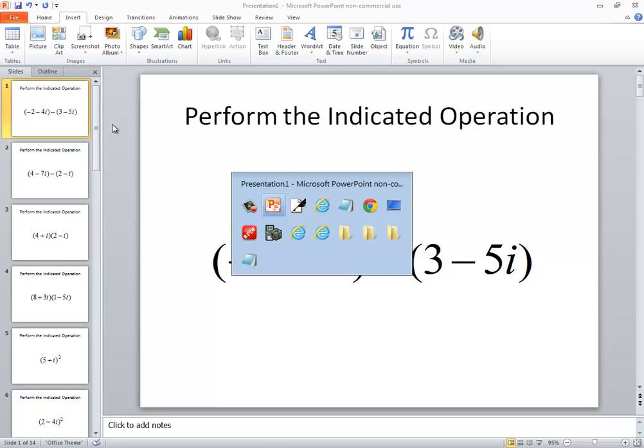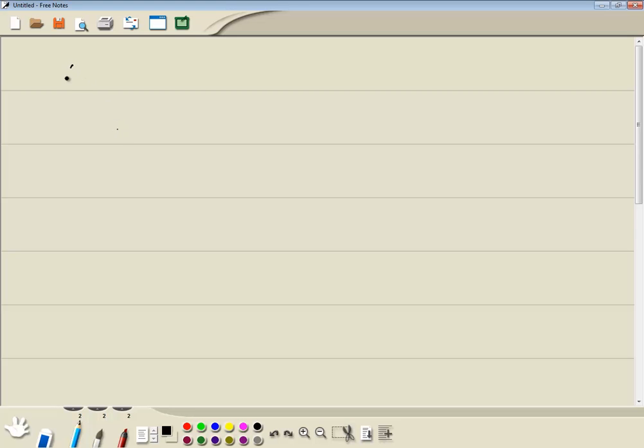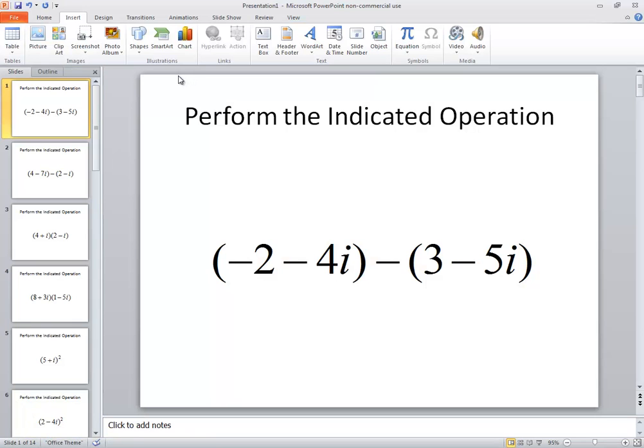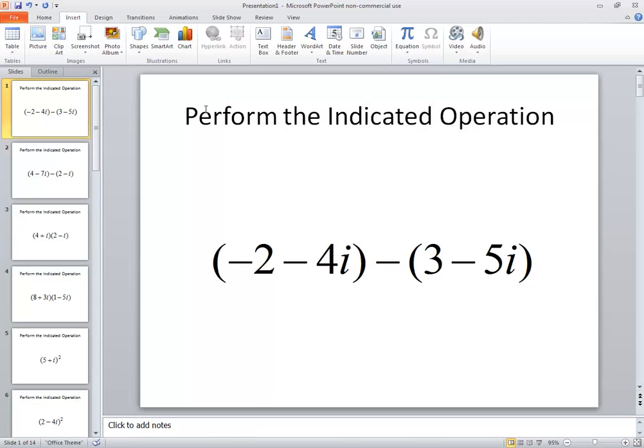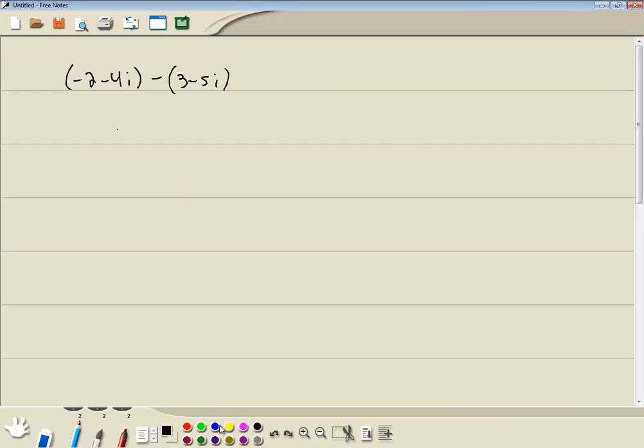Let's take a look at this problem. We've got negative 2 minus 4i, minus 3 minus 5i, and we want to subtract these, perform the indicated operation. Well, this first set of parentheses doesn't do anything, so I can just drop it.